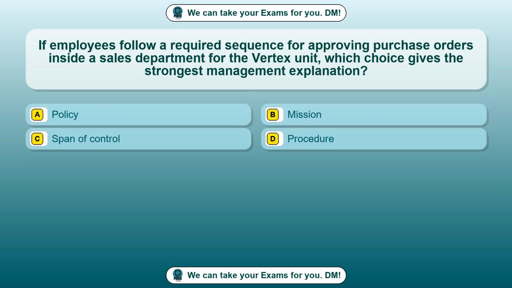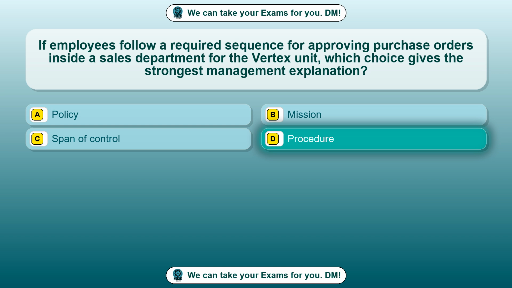Question 64. If employees follow a required sequence for approving purchase orders inside a sales department for the Vertex unit, which choice gives the strongest management explanation? Option A, policy. Option B, mission. Option C, span of control. Option D, procedure. The correct answer is option D, procedure.